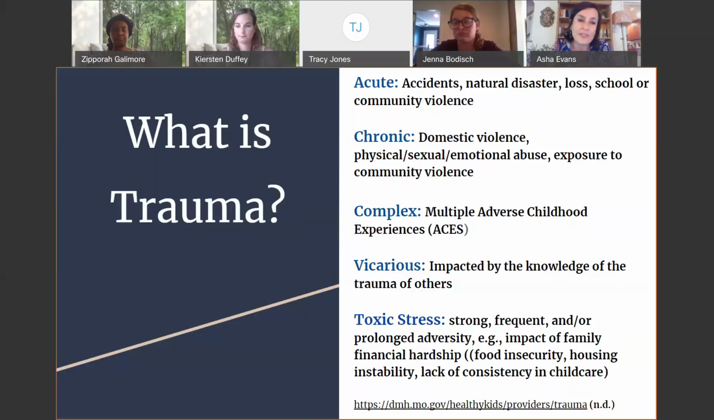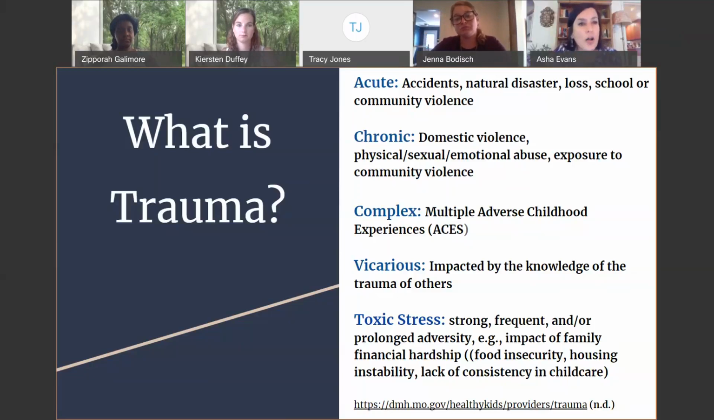We have complex trauma, which is similar to chronic, but it's exposure to multiple and varied types of trauma, what we think of as multiple ACEs or adverse childhood experiences. Vicarious trauma is noteworthy as well. That is something that we as educators and service professionals are at risk for developing. That's the type of trauma that can develop as a result of witnessing or hearing or seeing another person's trauma.